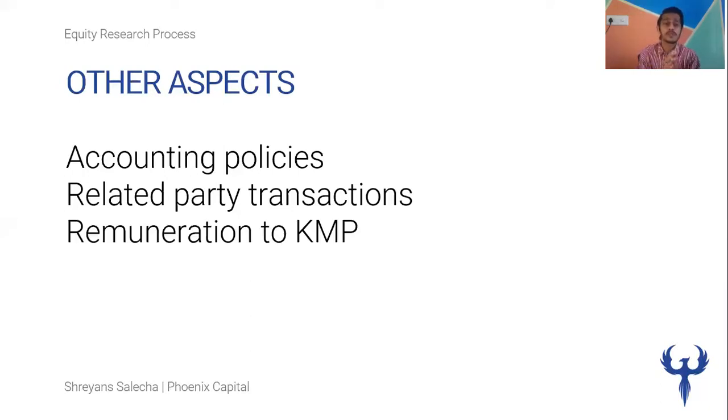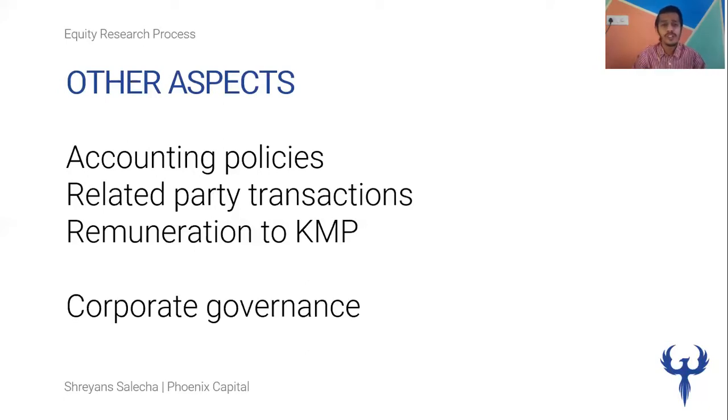The final one I will talk about is remuneration to key management personnel. This will also be disclosed as part of the related party transactions in the notes to accounts. What you would want to look at is that the growth in the remuneration paid to key management personnel should be in line with the growth in revenue and the growth in earnings, right? So you do not want the key management personnel to be paid extremely high or exorbitant amounts of salaries and stock options when the company is doing poorly. There should be alignment between what is being paid to the directors and key management personnel and how the company is performing. So that is again an important aspect to consider.